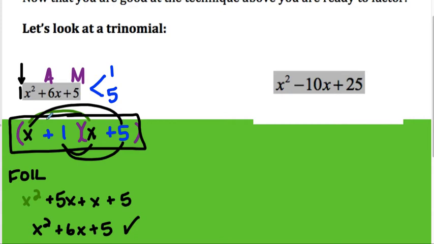Done, factored. All right, we go on to the next one. We go through our process. Is there a GCF? Nope. Two terms? Nope. Three terms. Is it a PST?